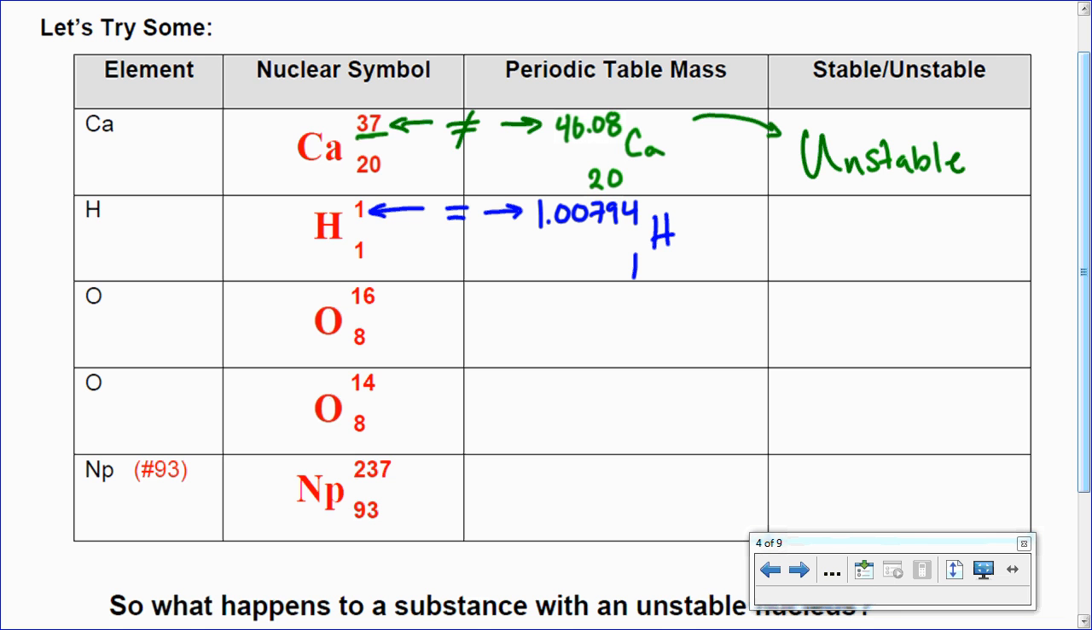So we would say, therefore, this is stable. It's not going to be radioactive. Look for some oxygen on our next example.